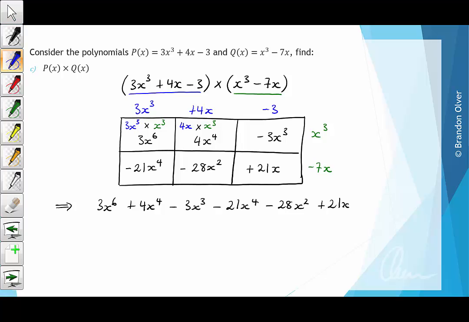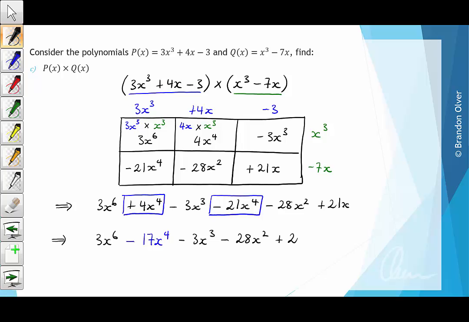And now going through, we can identify our like terms. So the first like term I can identify is the plus 4x to the power of 4 and minus 21x to the power of 4. And inspecting that, there's no other like terms, remembering that a like term contains the same variable raised to the same power. So we can now state that our final answer is 3x to the power of 6, and then our like term here is going to be minus 17x to the 4, minus 3x to the power of 3 minus 28x to the power of 2 plus 21x.